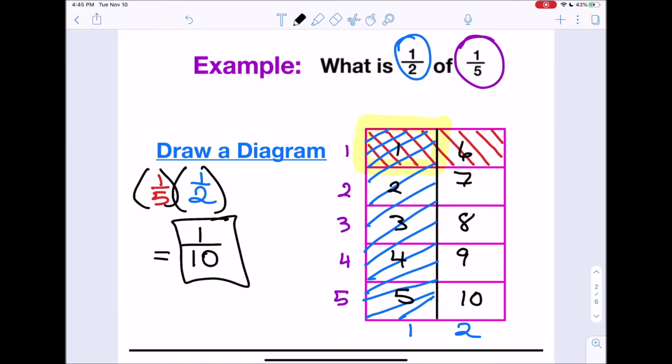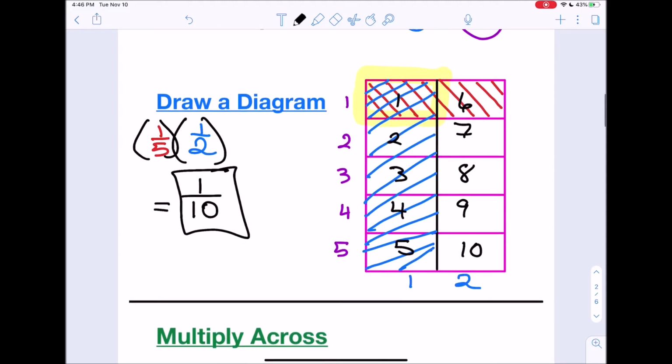Okay? Your numerator is where both colors overlap, and they only overlap in that first part of my rectangle. And then for your denominator, you have to recount how many parts in your rectangle you now have since you've split up the rectangle. And we get 1/10.